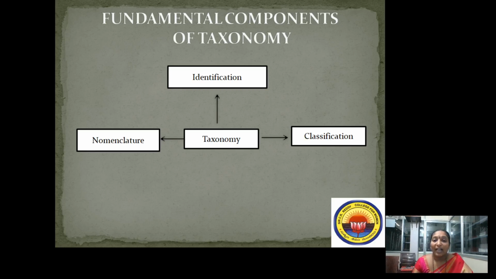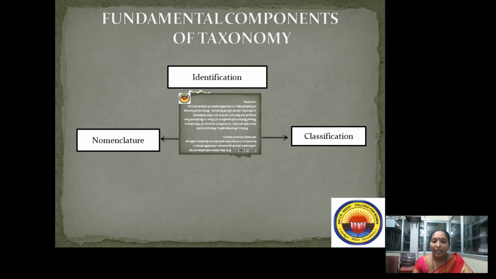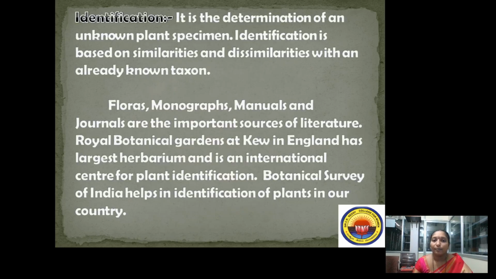So what is meant by identification? Plants are identified by comparing with known plant specimens. It is the determination of an unknown plant specimen with the known plant specimens. Based on the similarities and dissimilarities with an already known taxon, we determine the new plant. Floras, monographs, manuals and journals are various important sources of literature.